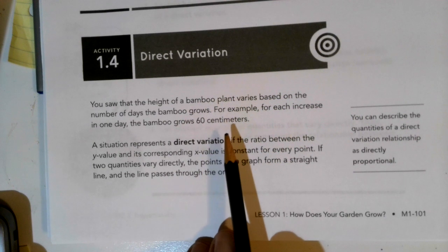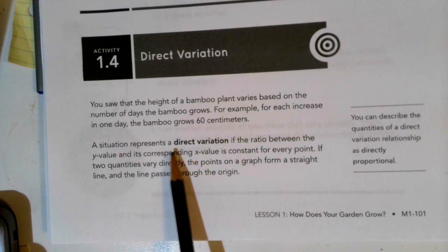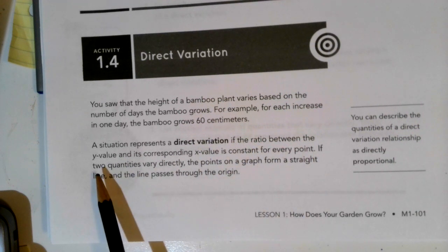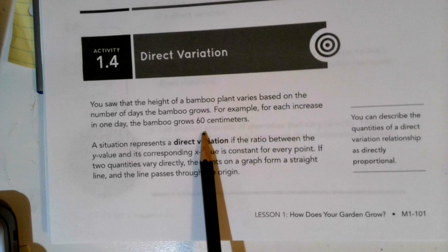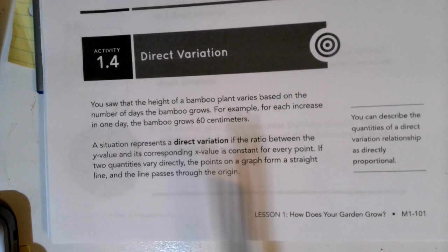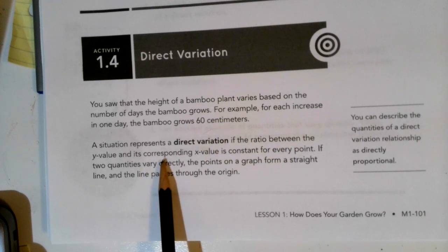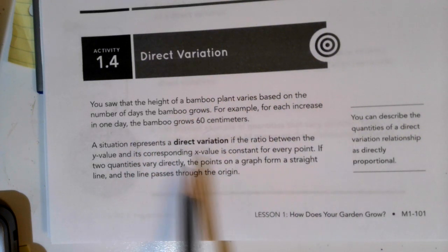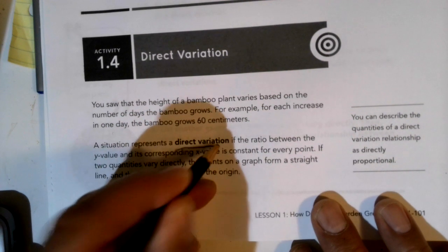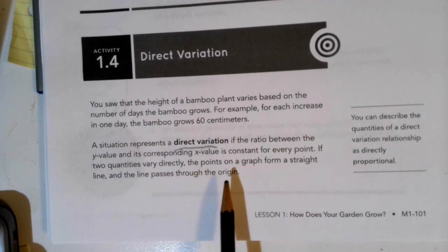And we had one day, it grew 60 centimeters. It is direct variation if the ratio between the y and its corresponding x value is constant for every point. So if your y is 60 centimeters and your x is 1, the ratio is 60 to 1 or 60. And if it's 2 days, it's 120. We proved that every time that constant was 60. So there is direct variation between x and y as long as that constant stays the same.